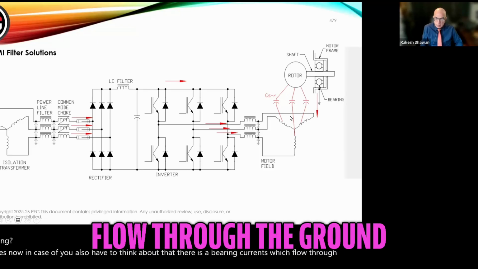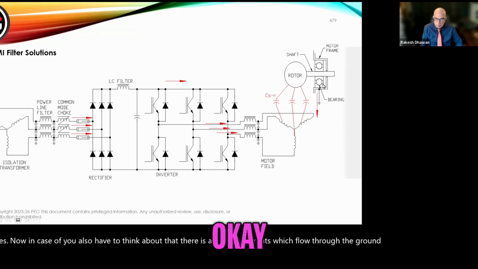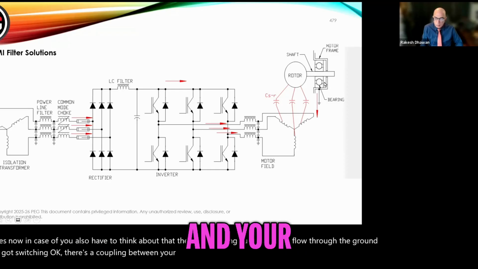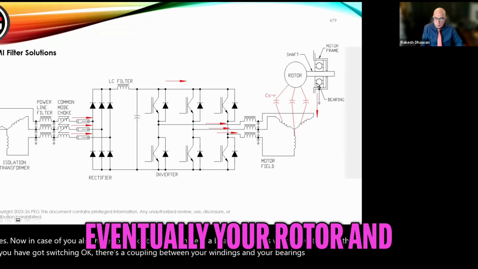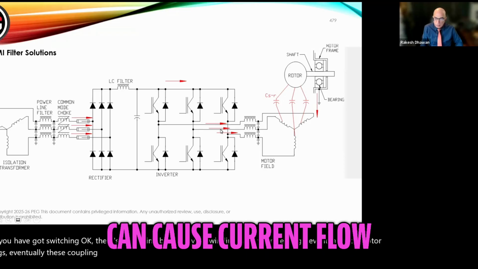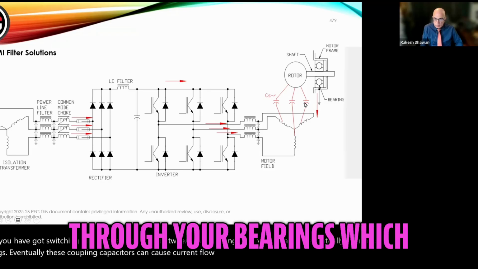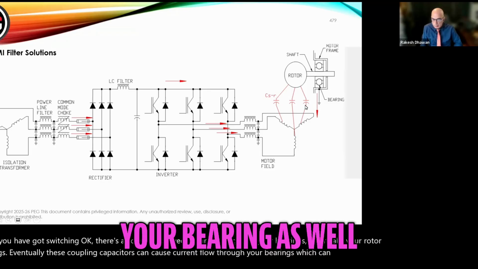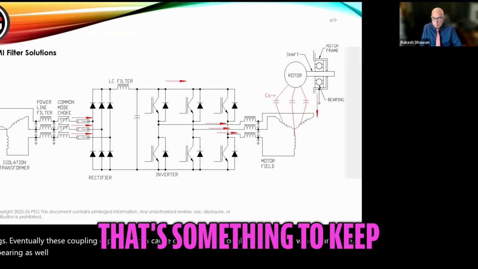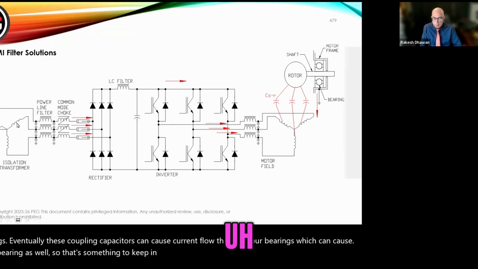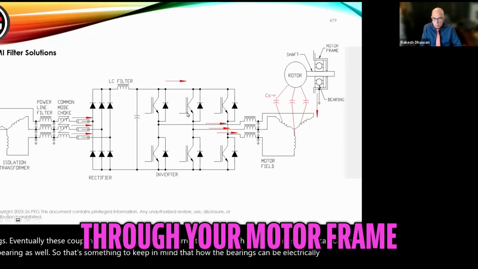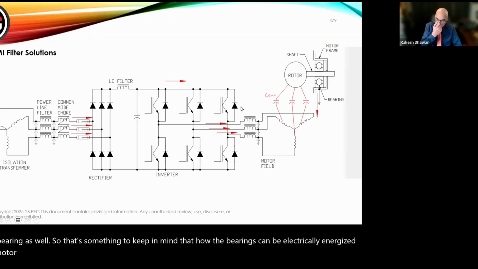Now, you also have to think about the bearing currents which flow through the ground when you have switching. Okay, there's a coupling between your windings and your bearings, eventually your rotor and the bearings. These coupling capacitors can cause current flow through your bearings, which can cause issues with your bearing as well. So that's something to keep in mind, that the bearings can be electrically energized through your motor frame. Okay.